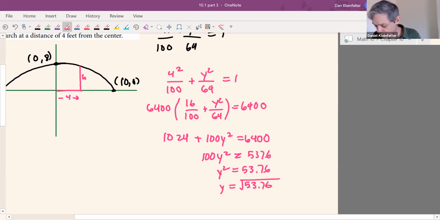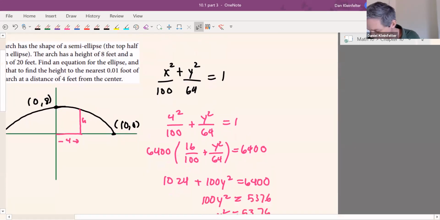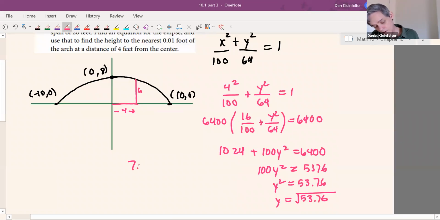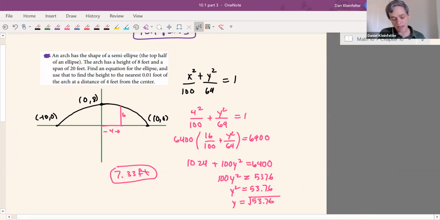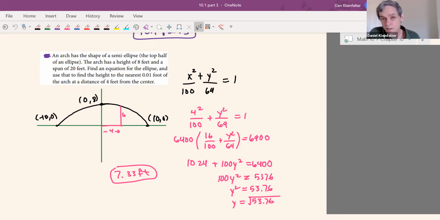All right, so going through the calculations, that looks like about 7.3. So to the nearest hundredth of a foot, 7.33 feet. All right, so how we approached this, that's done. How we approached the problem was by drawing a sketch and locating our ellipse so that it was centered at the origin, because we might as well, and that makes the most sense. It's the easiest. We labeled the dimensions that we had, and from there we came up with the equation for the ellipse, and then from there we were able to answer the question.